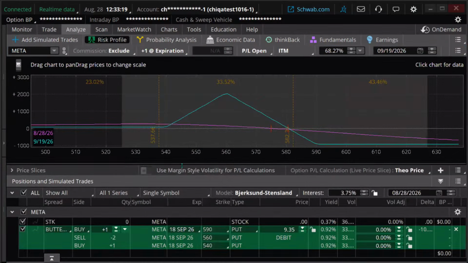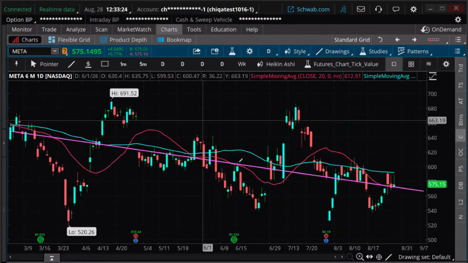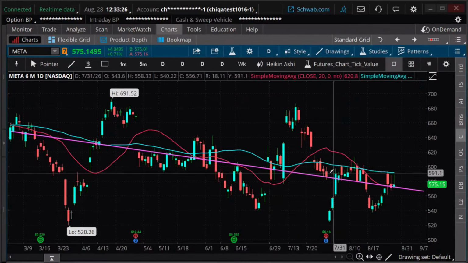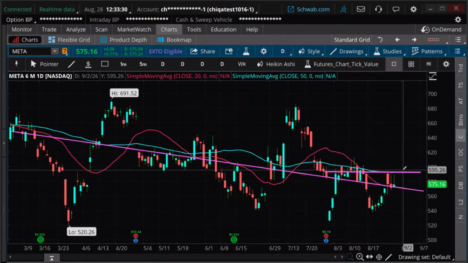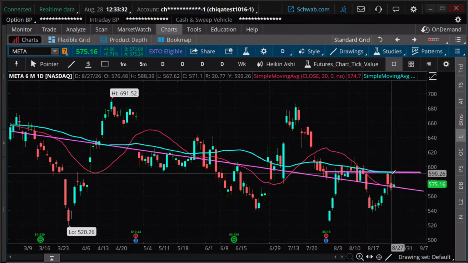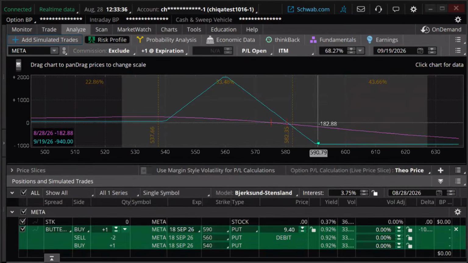So I want to get to one more example here. Now, where am I going to get out? Well, I'm going to call this a resistance level, a resistance bounce right here, okay? Right around 590. So I'm going to look to get out if we break above 590. Now, you may be saying, well, 590, that's like max loss, Brent. Well, look, at expiration, yes, that is max loss.